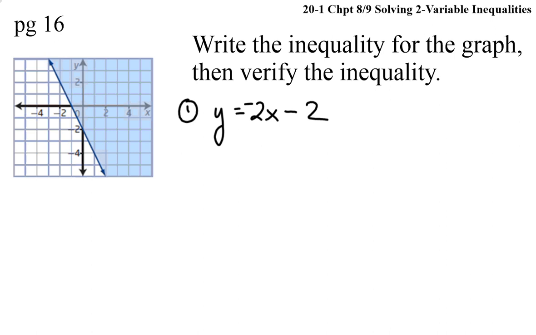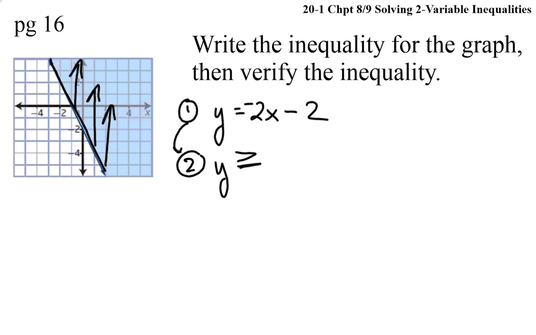There's the equation, but now we need to convert it to the inequality. Well, what have we shaded? First of all, it's a solid line. Note that the line is solid, so we know we're going to include equal to, and we have shaded above the line. So y is greater than or equal to -2x minus 2. Well, let's pick a point and verify.